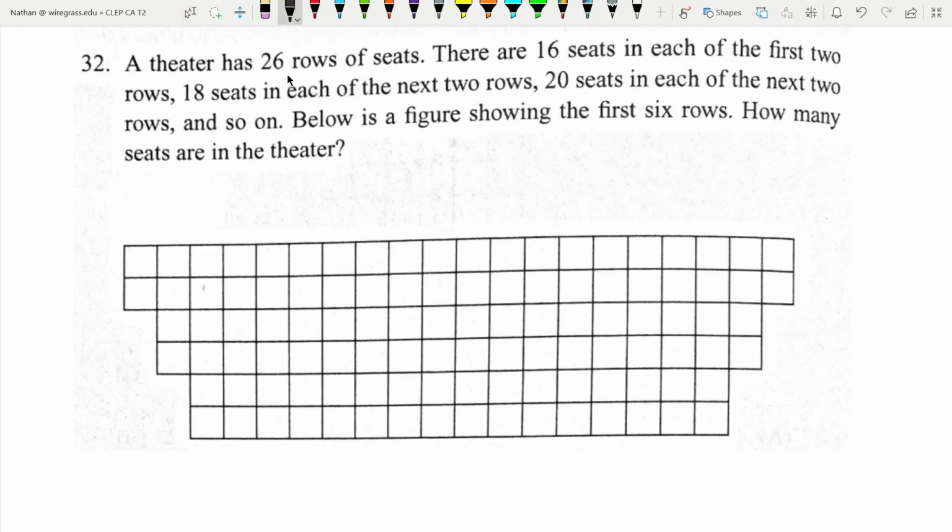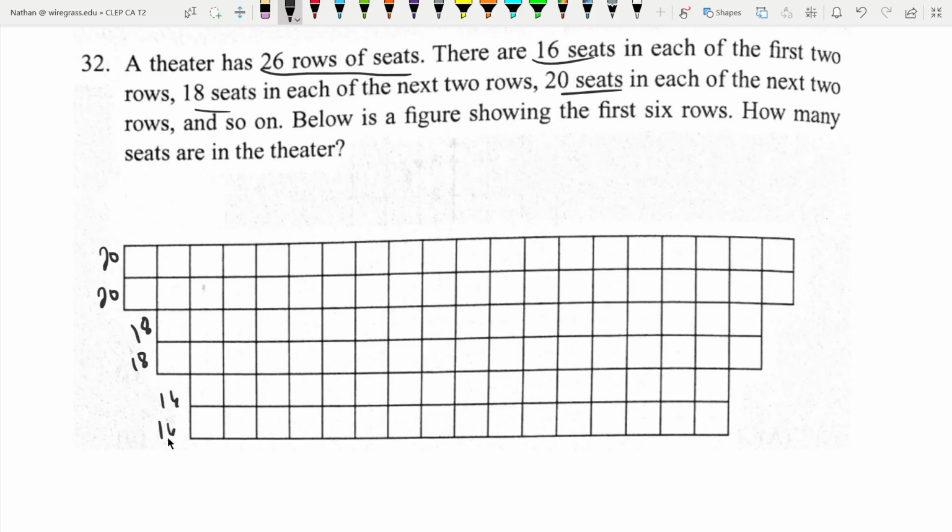The theater has 26 rows of seats. There are 16 seats in the first two rows, 18 in the next, 20 in the next, and then that pattern repeats. These are the first 6 rows that have been stated here. So this one's going to have 16, then 16, 18, 18, 20, and 20. And how many seats are in the theater in total for all 26 rows?